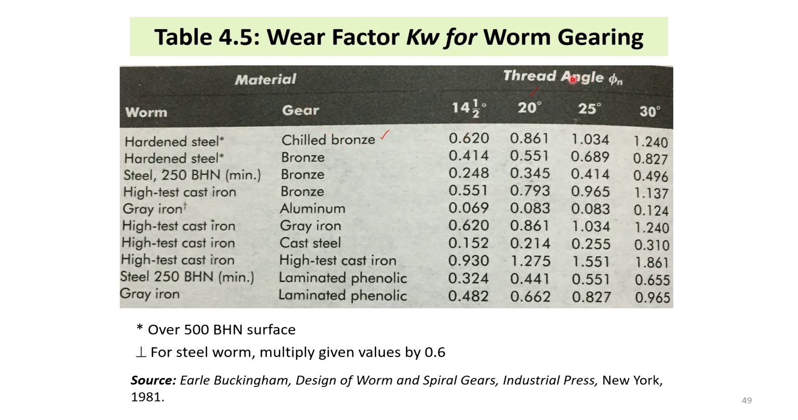as per the thread angle phi n, or the normal pressure angle phi n, we get the value of Kw. For example, if we have a hardened steel worm and chilled bronze gear and the normal pressure angle phi n is 20 degree, then the Kw will be 0.861 megapascal.